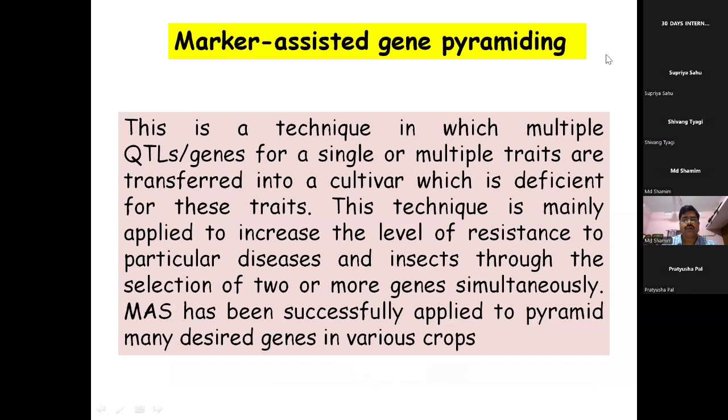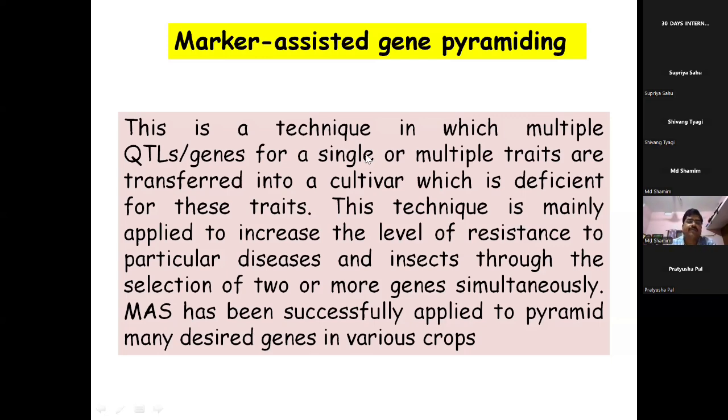And the third one is marker assisted gene pyramiding. This is the technique in which multiple QTLs or genes for a single or multiple traits are transferred into a cultivar which is deficient for these traits. That means by this method we can pyramid more than one gene in a single cultivar for different characters. That may be disease resistance or agronomic improvement traits.